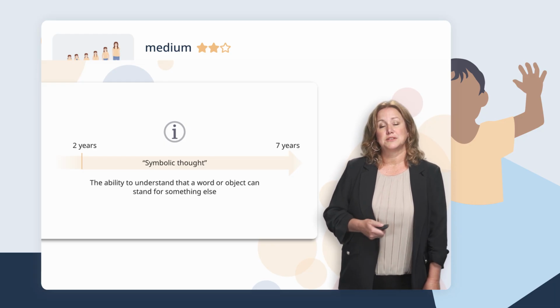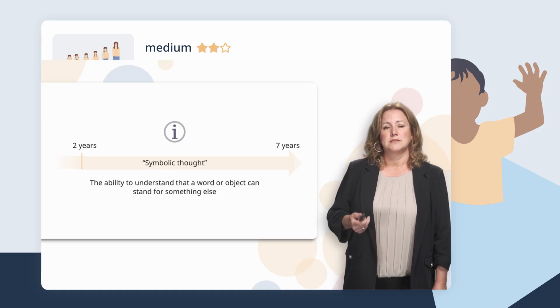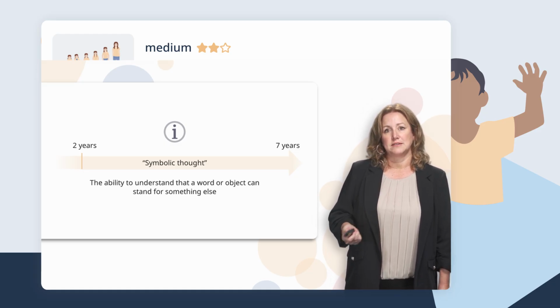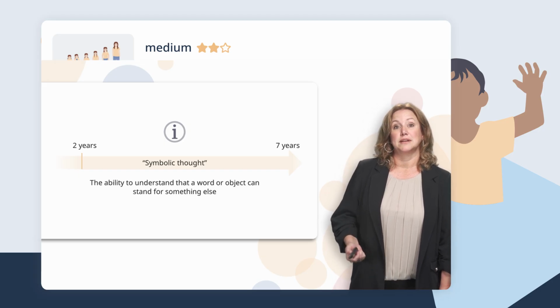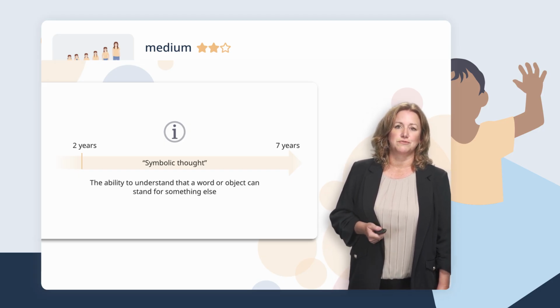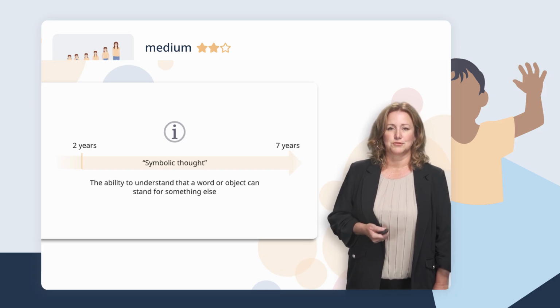So for example, when I drove my kids down the street and they saw the McDonald's sign, they knew they might be getting a Happy Meal, and they got really excited because the McDonald's sign stood for Happy Meal to them when they were toddlers.